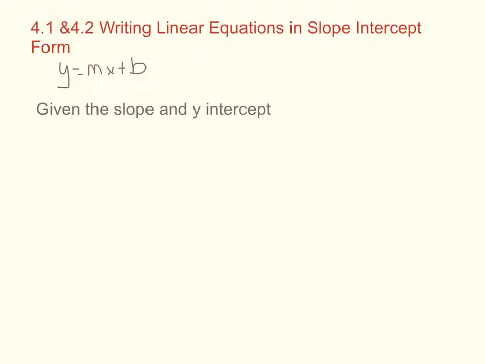The first way, they're going to just give us the slope and the y-intercept. So they're going to tell us something like the slope is -2 and the y-intercept is 5. If that's the case, we're going to plug into y equals mx plus b, and we're just going to have y equals -2x plus 5.